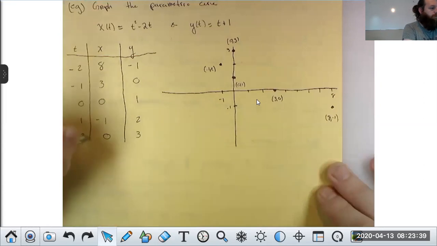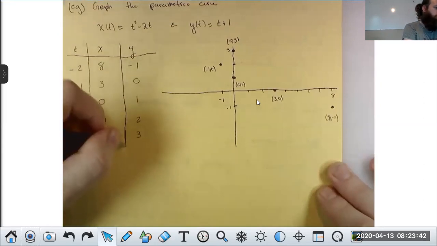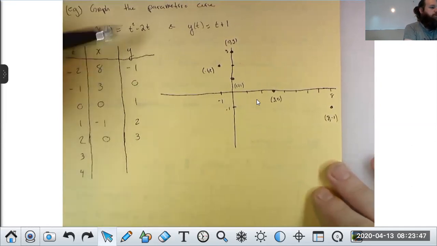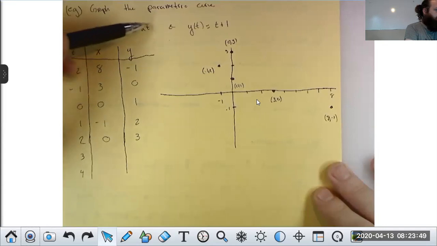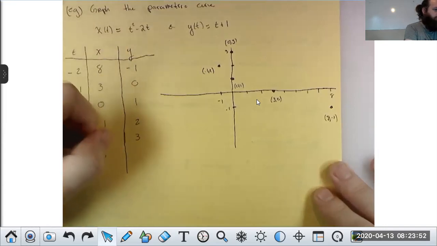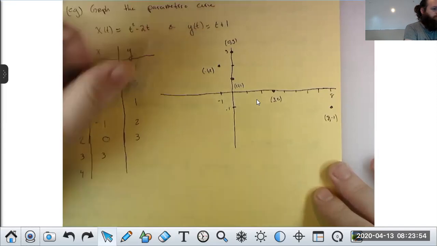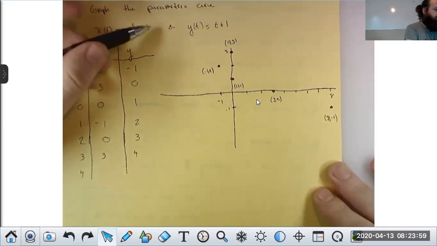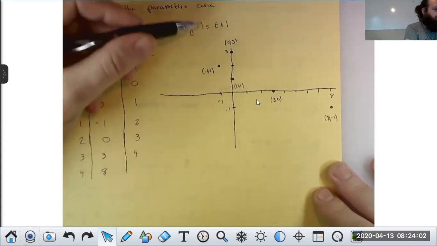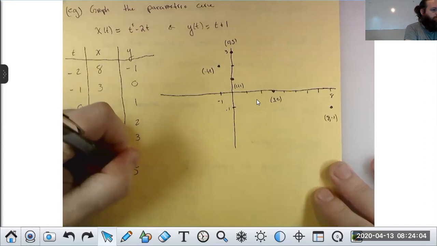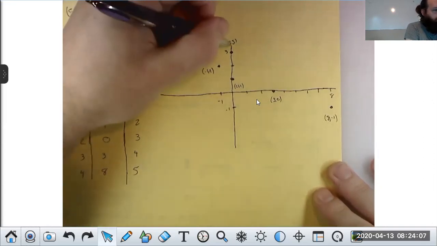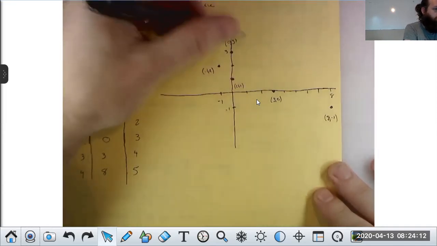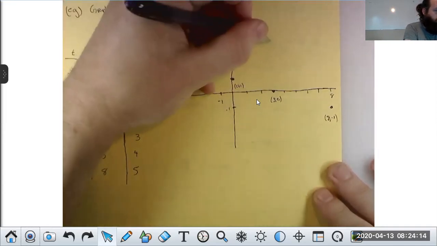But if I wanted to get a better feel, I could evaluate at 1 or 2 more t-values, like 3 and 4. So when t is equal to 3, this is 9 minus 6, which is 3. And this is 3 plus 1, which is 4. When t is equal to 4, this is 16 minus 8, which is 8. And this is 5. So I'd have to extend this up a good little bit. 3, 4, 1, 2, 3. So this is going to be up 1. 3, 4 is like right here.